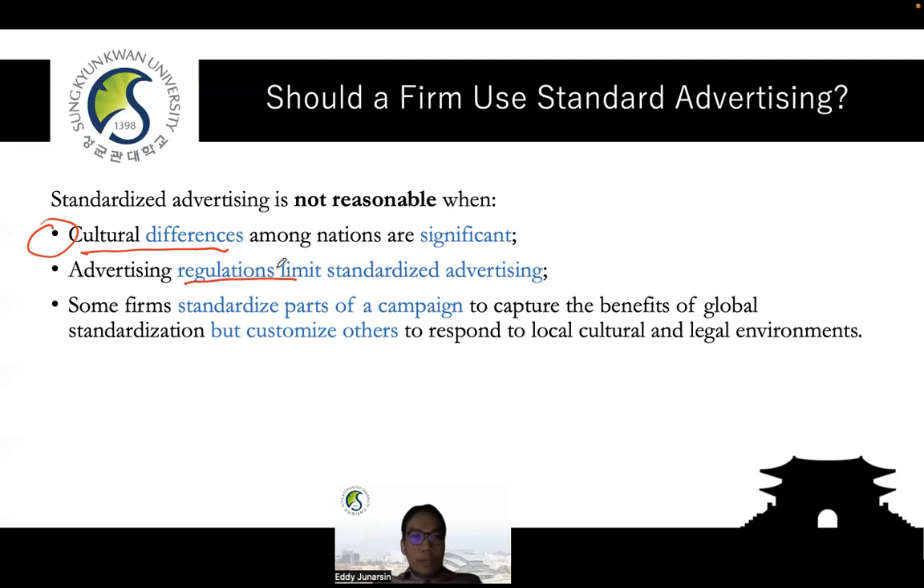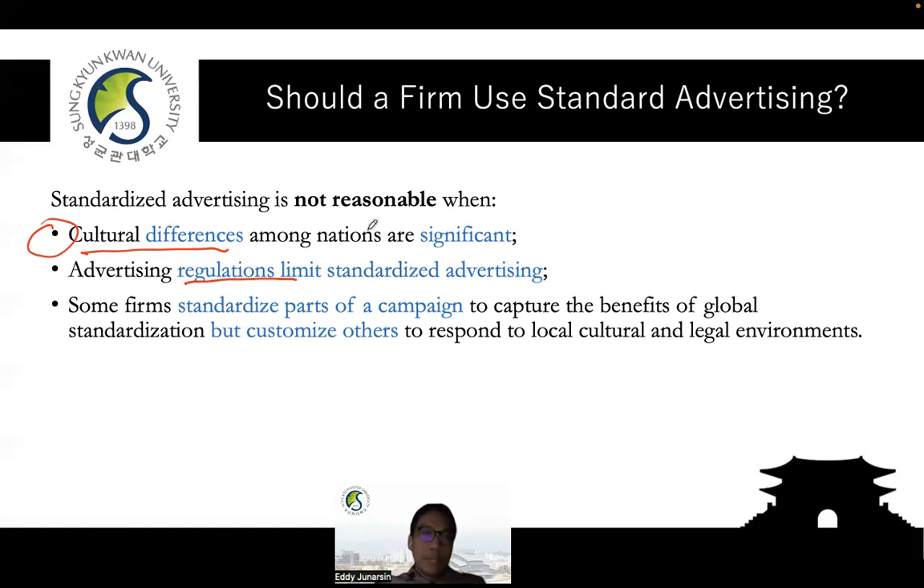Regulations are another factor. Regulations might limit standardized advertising. Some of the pictures or videos or messages might not be appropriate in a certain country. For example, if you're selling a car using a lot of alcohol or tobacco in the video and the pictures, this might not be acceptable in a certain country where alcohol is prohibited. So it's quite obvious.